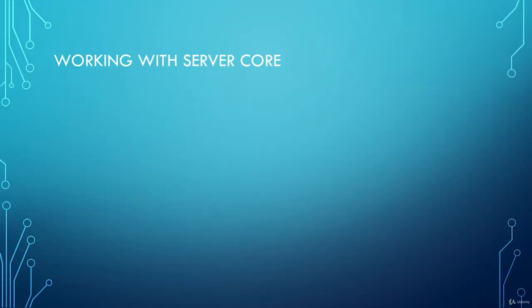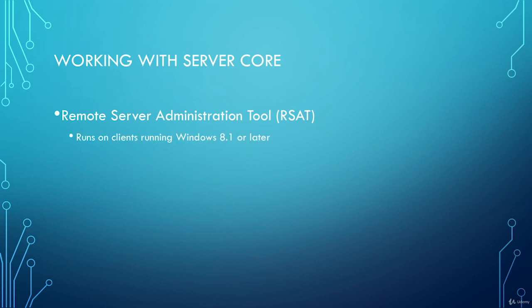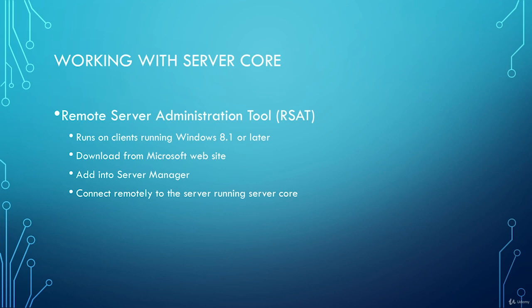When we talk about working with Server Core, you're going to need to manage it, if you'd like, as one option, through the Remote Server Administration Tools, also known as RSAT. Now, RSAT can actually be loaded on a client system running Windows 8.1 or later. If you'd like to download that from Microsoft's website, you can then go ahead and add it into Server Manager. So you download, run the executable, add it to Server Manager. And then after you do that, you are going to need to go into Server Manager to be able to connect to the remote server.